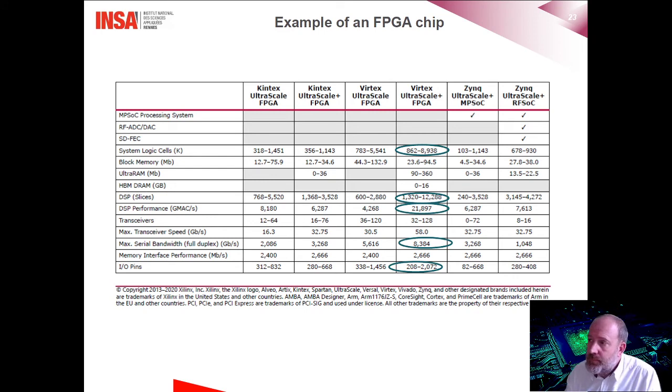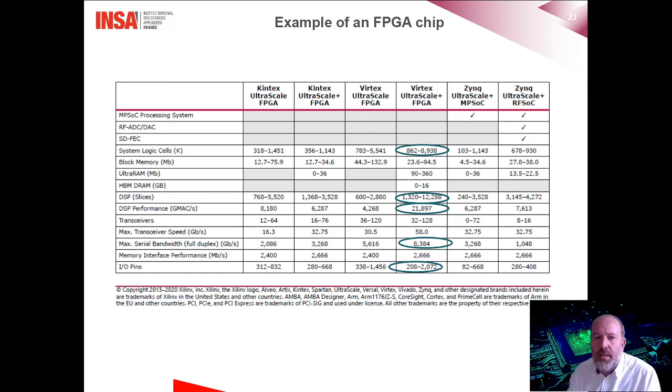In this table, I'll summarize the different features of several circuits of the Xilinx family, namely the Kintex UltraScale and UltraScale Plus, the Virtex UltraScale and UltraScale Plus, and the Zynq family, which contains several processor cores. We'll come back to this point in the other parts of the course. The number of logic cells for the largest Virtex UltraScale FPGA goes up to almost 9 million system logic cells. We also find the amount of memory available in the block memories. The number of DSP blocks is also mentioned.